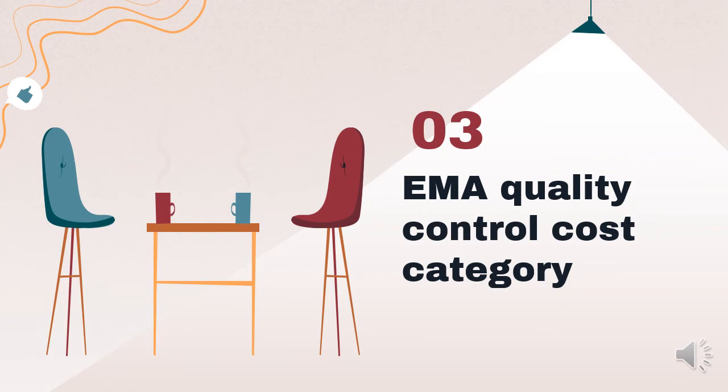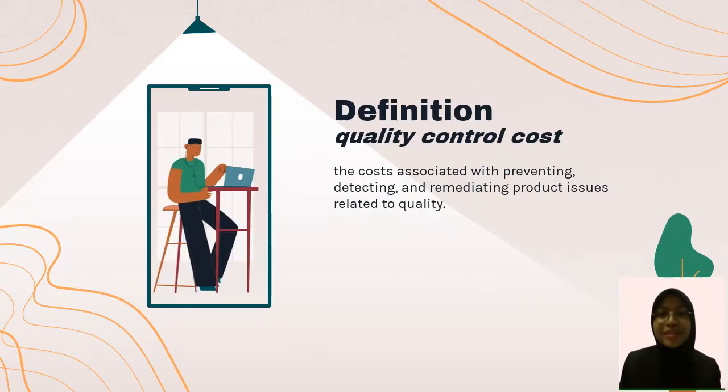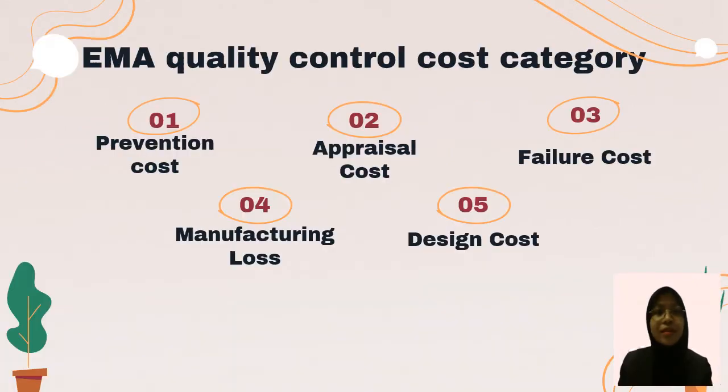Thank you, Anis. I am Amira, and now I will continue with the EMA Quality Control Cost category. First is the definition: quality control cost is the cost associated with preventing, detecting, and remediating product issues related to quality. Environmental costs are incurred because of poor quality control. The EMA quality cost category would be as follows.